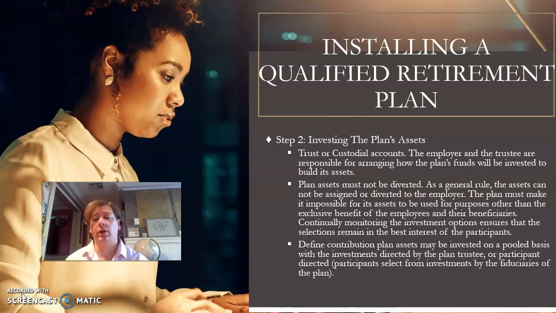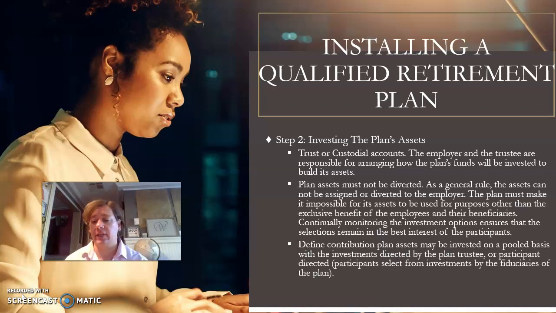Step 2 of installing a qualified retirement plan is investing the plan's assets. Now, this can be done through a trust or custodial accounts. The employer and the trustee are responsible for arranging how the plan's funds will be invested to build its assets. Plan's assets must not be diverted. This is important. As a general rule, the assets cannot be assigned or diverted to the employer. The plan must make it impossible for its assets to be used for purposes other than the exclusive benefit of the employees and their beneficiaries.